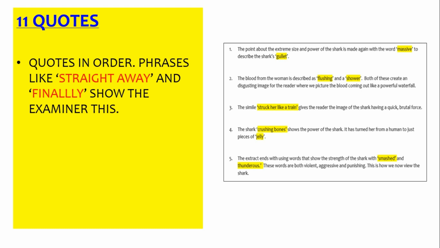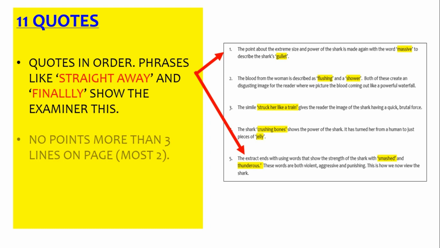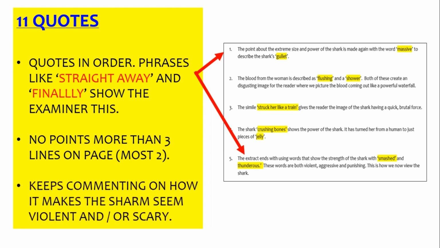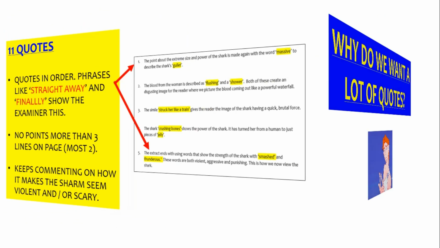I've done my quotes in order, and I've also used phrases like straight away and finally. So if you look at the bottom one, I've put the extract ends. This shows the examiner that I'm doing it in order, from start, middle, and end. And I've got no points more than 3 lines. In fact, most of them are 2 lines or 1 line. And all the way through I keep commenting how it makes the shark seem violent and scary. All of them, I've made a simple point and moved on. I've not waffled on for 3 or 4 sentences. A couple of sentences, a couple of lines, then move on to my next quote.